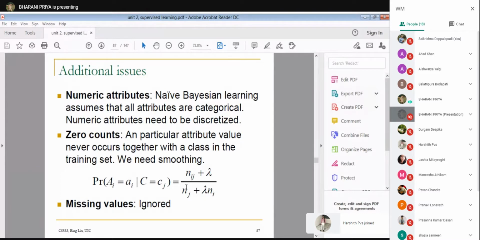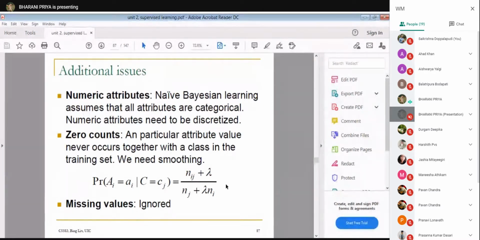And what is this lambda? Lambda is some manipulation factor which is commonly set to lambda equal to 1 by n. When you set lambda equal to 1 by n, it is called Lidstone's law of succession. And if you set the lambda value equal to 1, then it is called Laplace law of succession. I'll repeat: when lambda is equal to 1 by n, it is called Lidstone's law of succession, and when lambda is equal to 1, it is called Laplace law of succession.